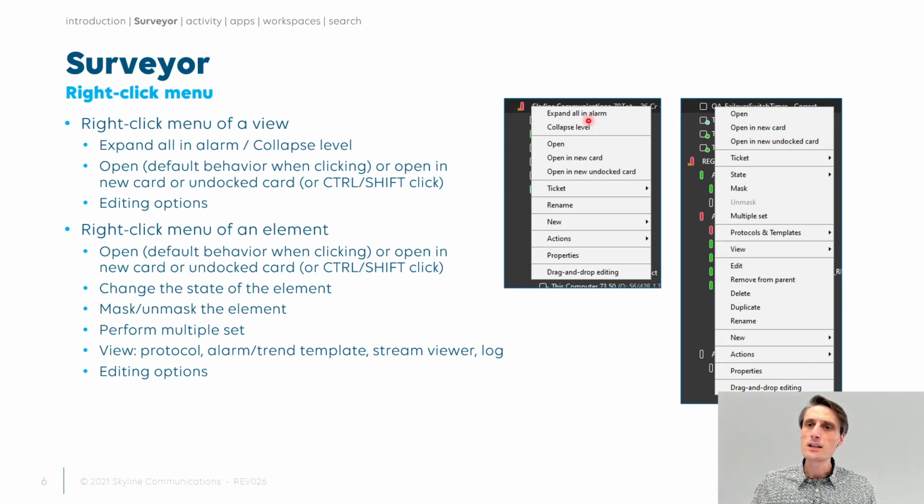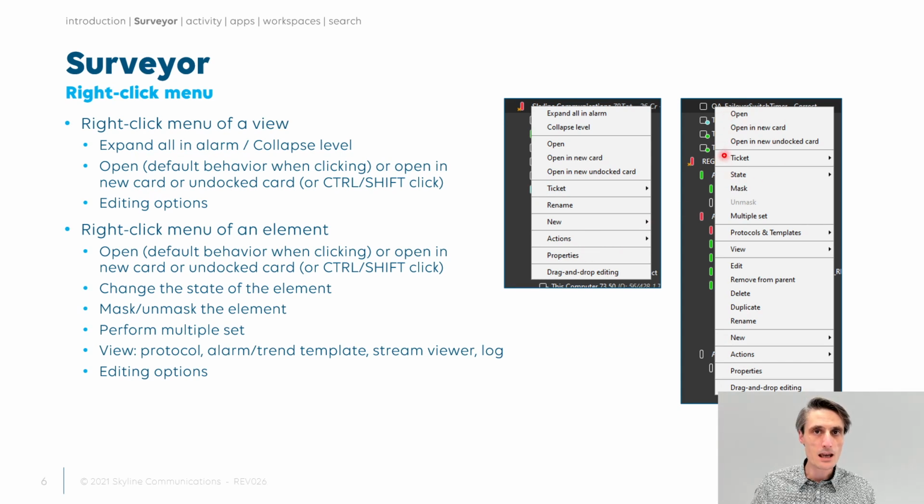Taking a quick look at the right-click menu, here you have on the left-hand side a right-click menu of a view, and here you have it of an element. So a view has the expand, collapse, the different open options. So if you click on it, it will do the default open, but you can also go for open a new card, which is the same as a control click, and an undocked card is the shift click. And then the remaining options are more editing, administrative stuff, so we're not going to go into too much detail on those. Except properties, I'll come back to that one.